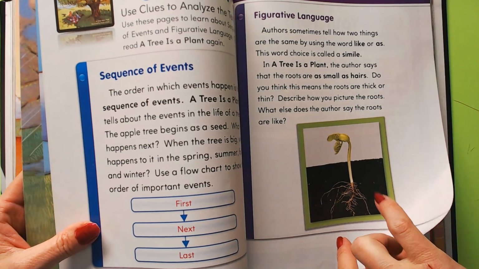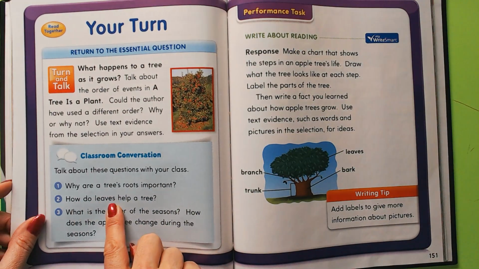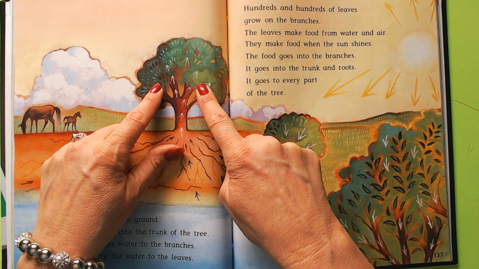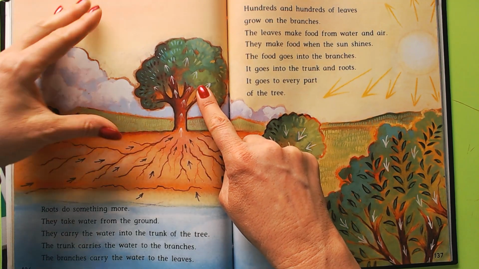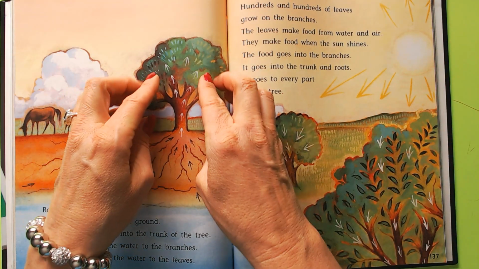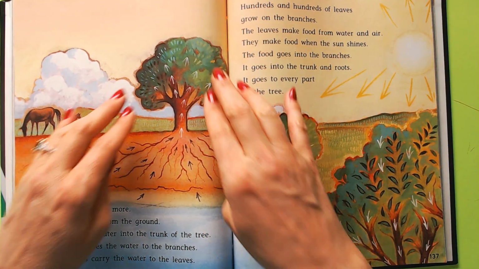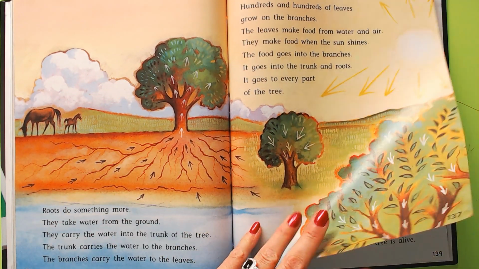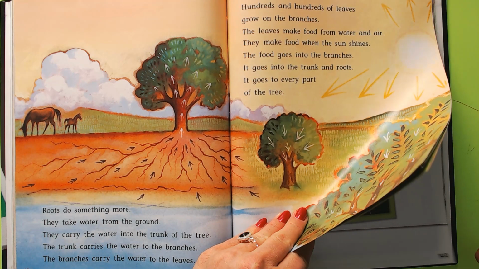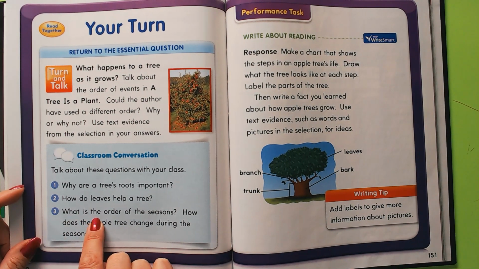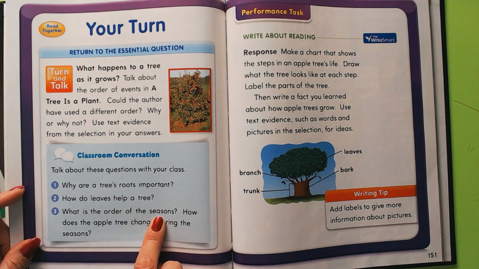What's our second question? How do leaves help a tree? I think we just said that. The leaves make food from the water and from the air and from the sun. And then they send it down to the other parts of the tree. They send all the food, the energy, to the other parts of the tree so it can grow. So that's why they're important. That's how they help.